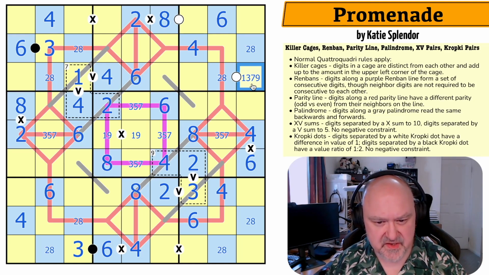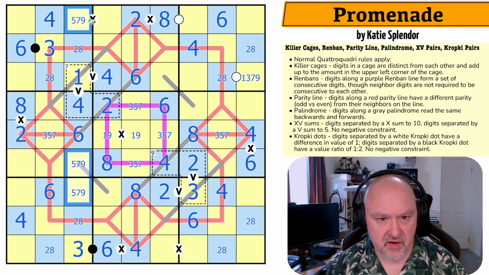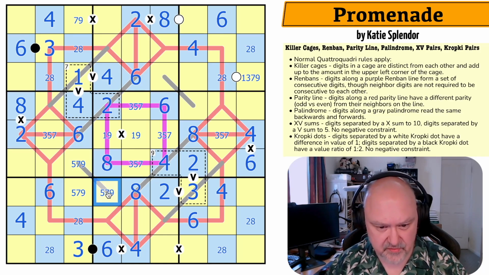How is this going to unlock? These are 5, 7, and 9. That can't be a 5 because I can't put a 5 on an X. So this is a 7 or a 9. 5 is in one of those two.